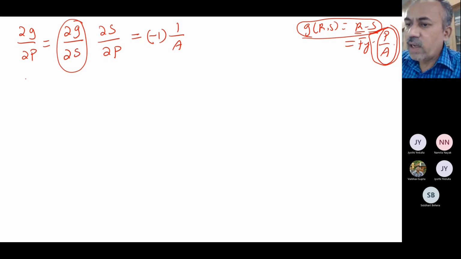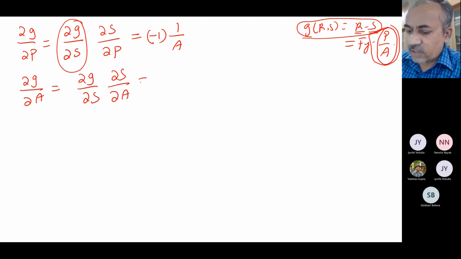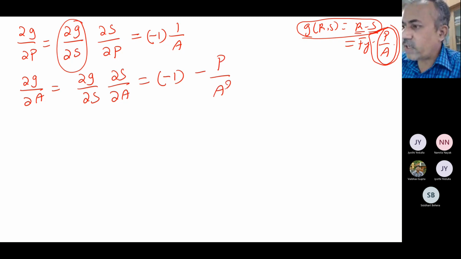It's straightforward only. Now suppose I want to calculate ∂G/∂A. So A comes in S, so we write ∂G/∂S into ∂S/∂A, the chain rule of differentiation basically. So this turns out to be minus 1, and this derivative becomes minus P by A square.